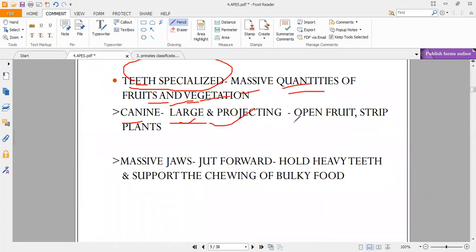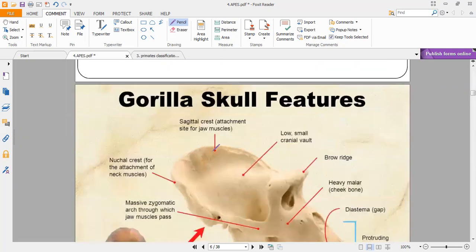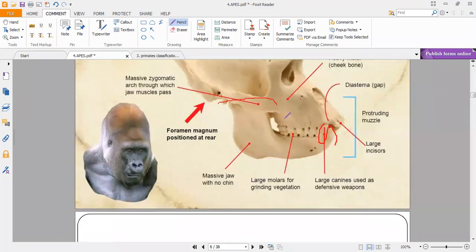And these canine teeth are used to open fruit and strip plants. Just as we used stone tools for cutting, they use their teeth, because they cannot make stone tools. The hand has not evolved and hand culture has not developed, so they are going to use their teeth to open fruits and strip plants, and their jaw is very massive. This jaw, you can see, is very massive.